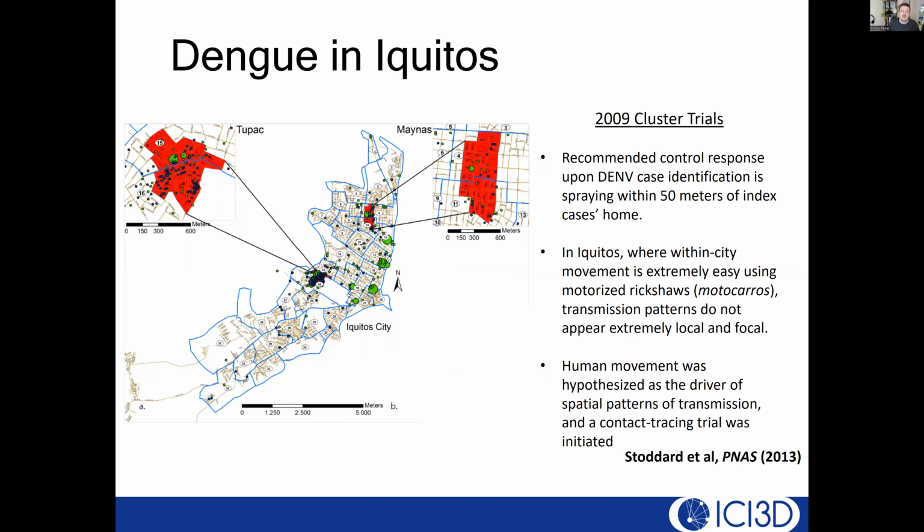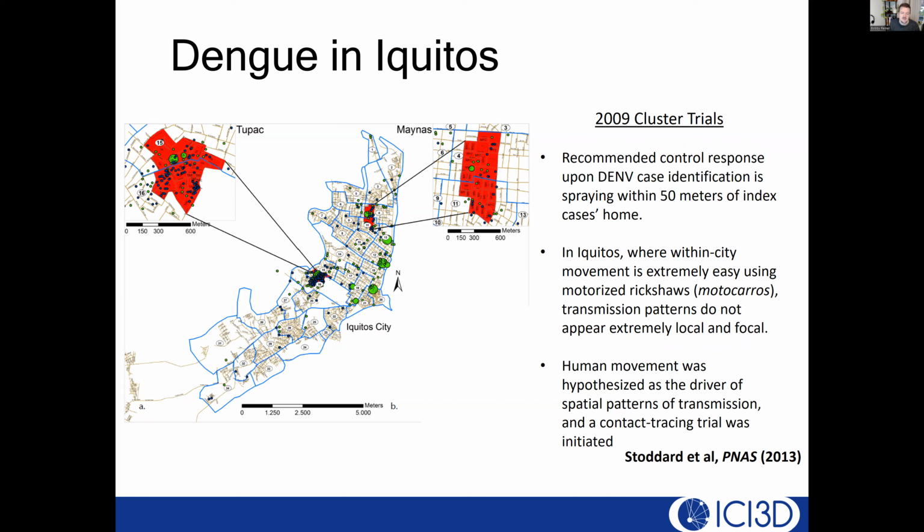So in 2009, one of the things that they were trying to understand was the spatial and the spatial temporal spread of transmission. What they did was they set up a cluster trial. Starting with 2 specific areas of the city, they tried to identify how much human movement was contributing to transmission versus how much mosquito movement was contributing to transmission.